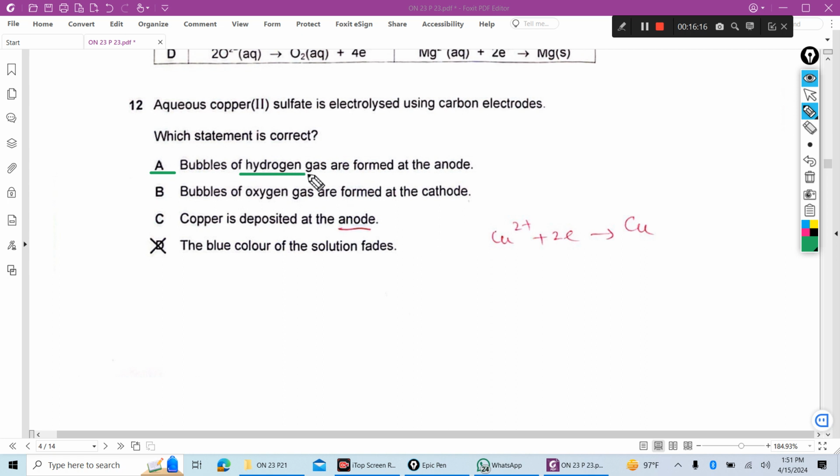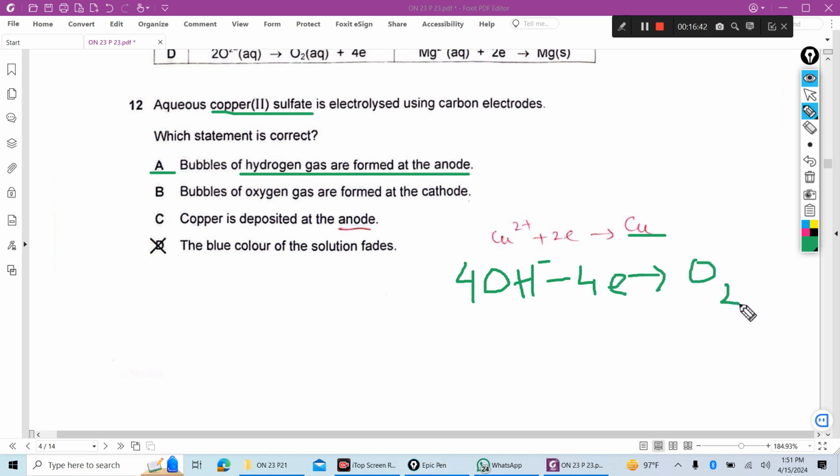A is wrong. Why? Bubbles of hydrogen gas are formed at the anode. No, not at the anode. Copper ion is discharged at the cathode, and at the anode, you know, hydroxide ion is oxidized, losing 2 electrons to produce oxygen gas. Oxygen gas, not hydrogen. So A is wrong.